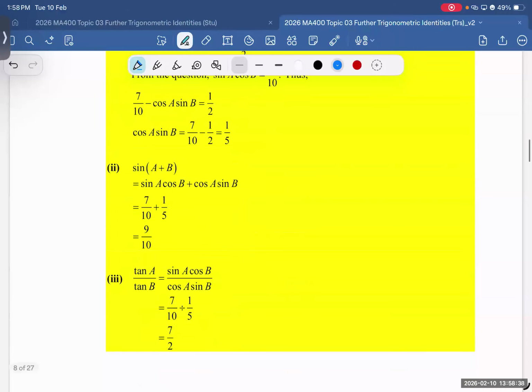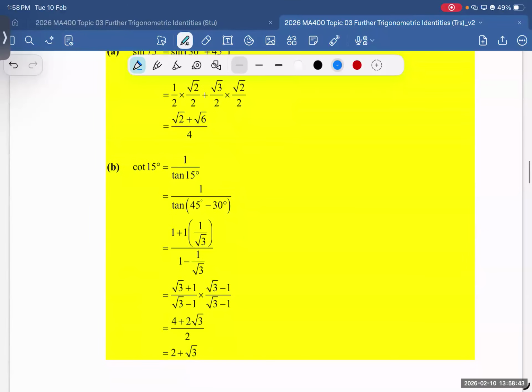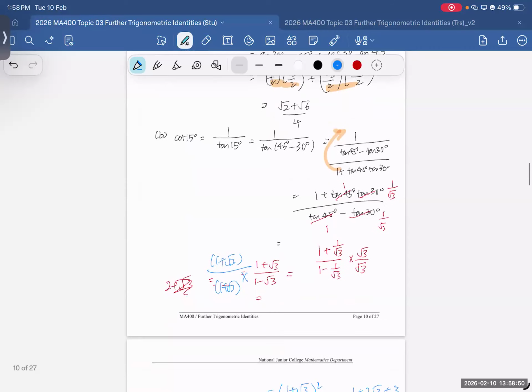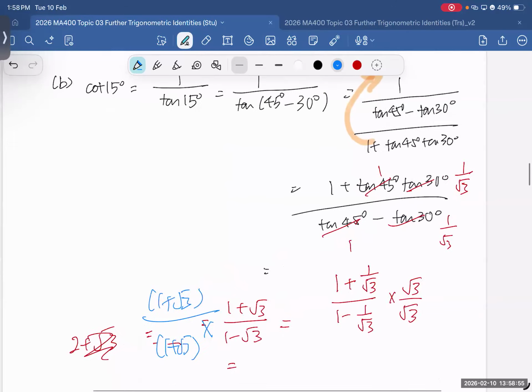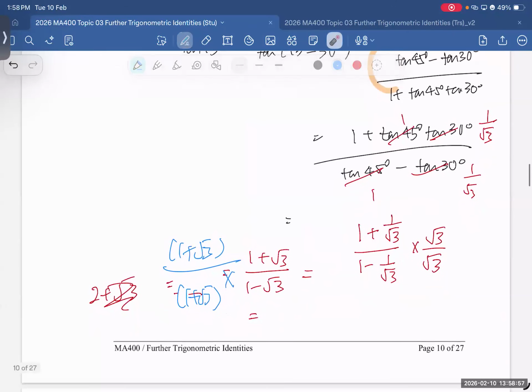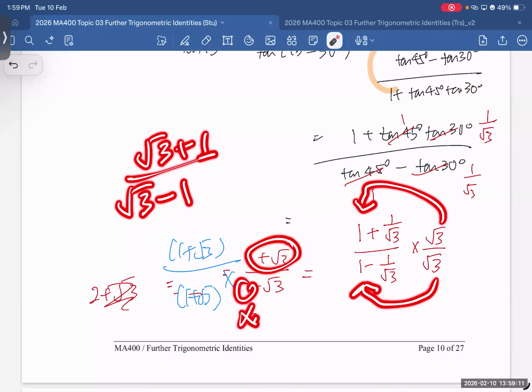Let me see the solution. Did I do something wrong? Oh! I know why. Because I'm multiplying by square root 3. Here it should be square root 3 plus 1 over square root 3 minus 1. You see from here to here, this is wrong. It should be square root 3.